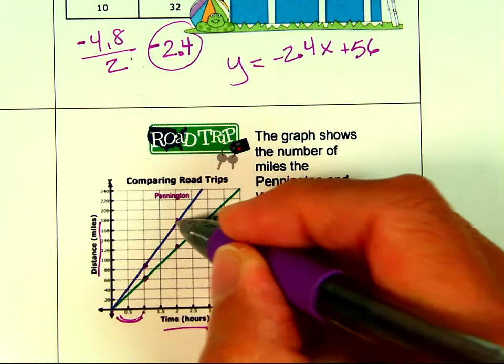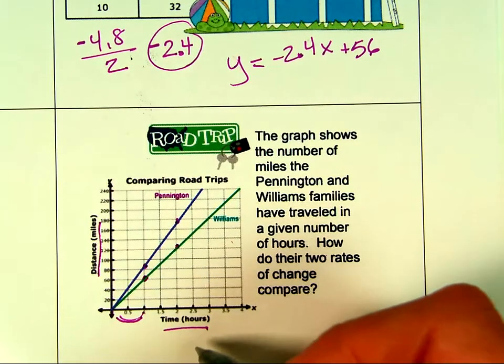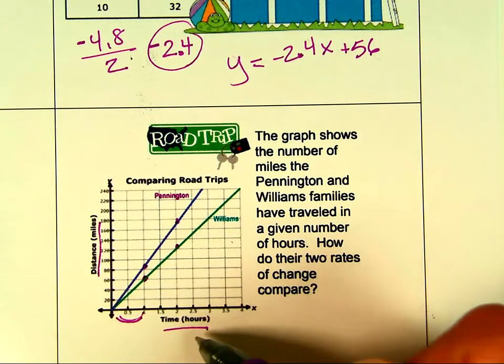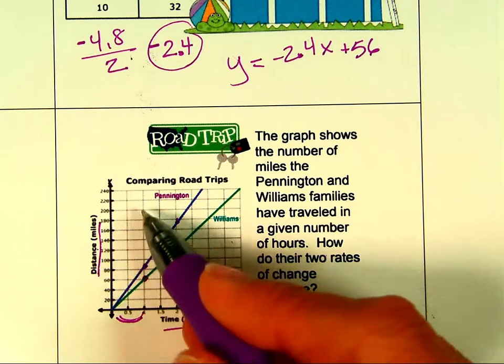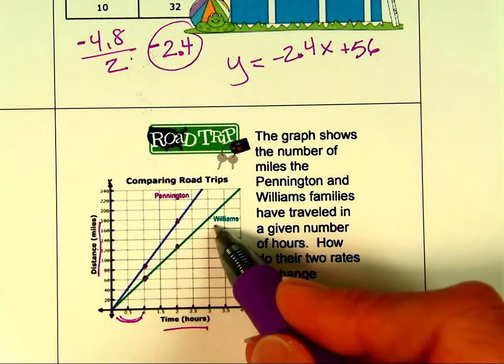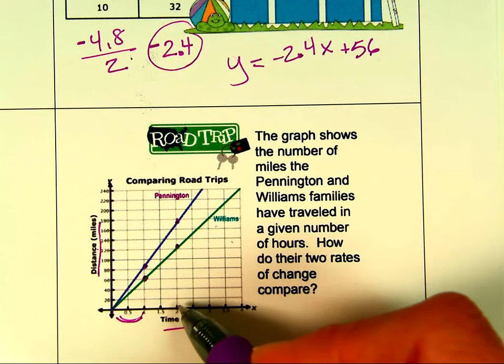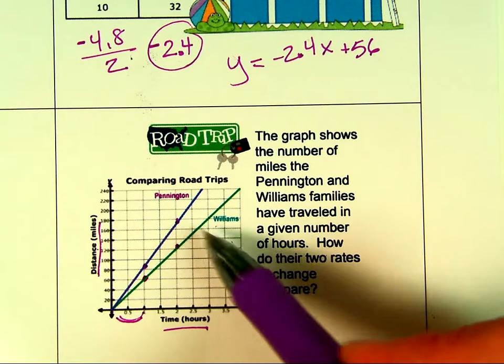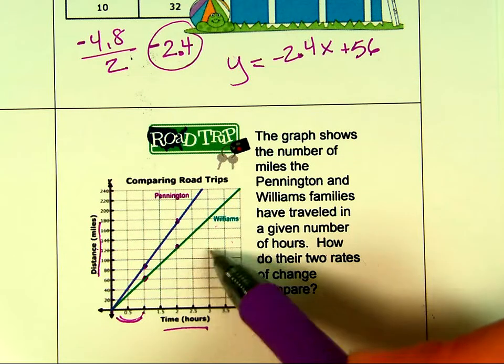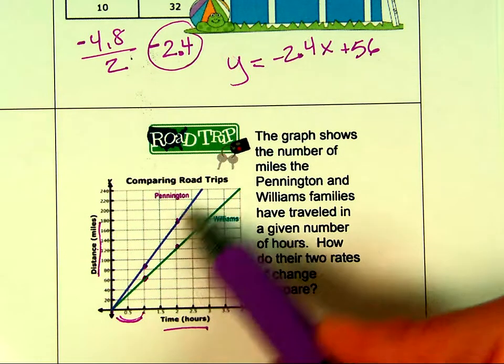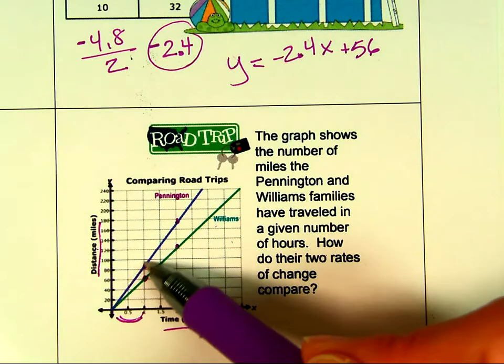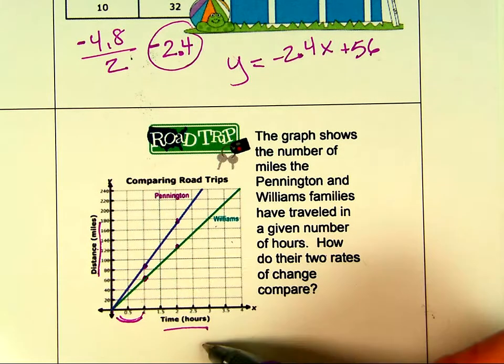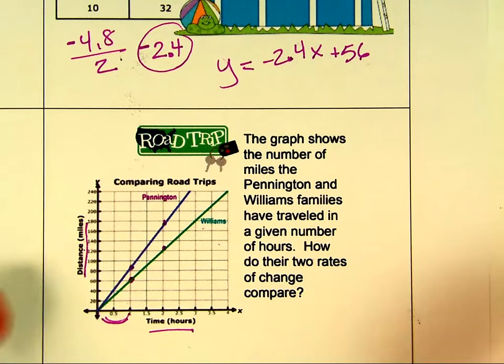Well, what does the slope mean? Well, the slope is telling you miles per hour. That's what it's telling you. So if we found the slope of 1, we could tell their miles per hour. But we can also tell that the Williams are going slower than the Penningtons because the Penningtons are covering more distance per hour. All right, a few more.